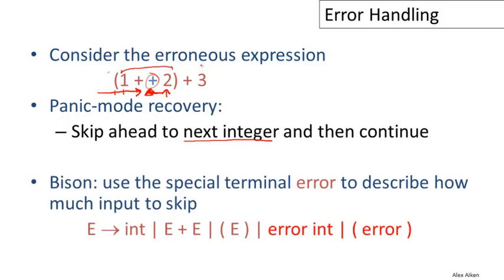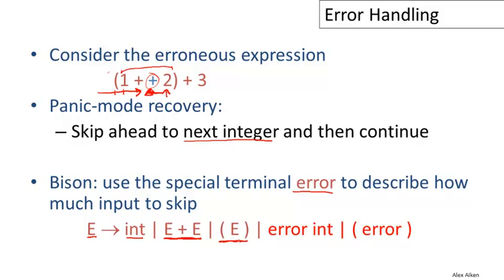Now, in tools such as Bison, which is a widely used parser generator and one that you may use for the project, there's a special terminal symbol called error to describe how much input to skip. The productions that are given in Bison look like this. You would say that the possibilities for E are that E could be an integer, E could be the sum of two E's, two expressions.